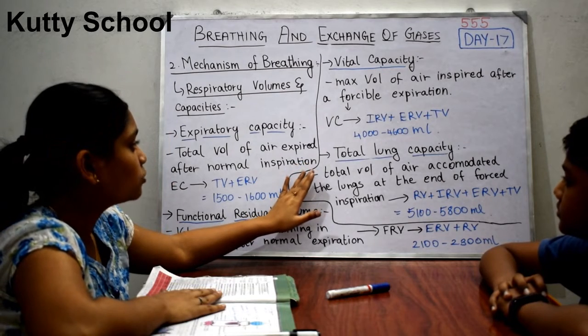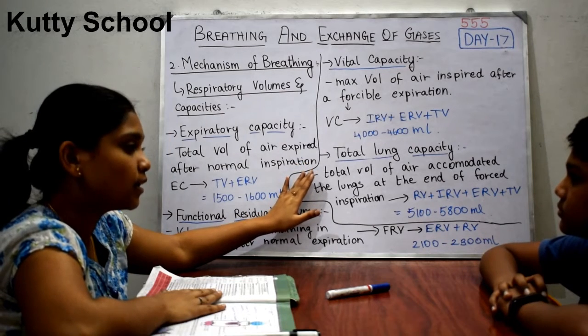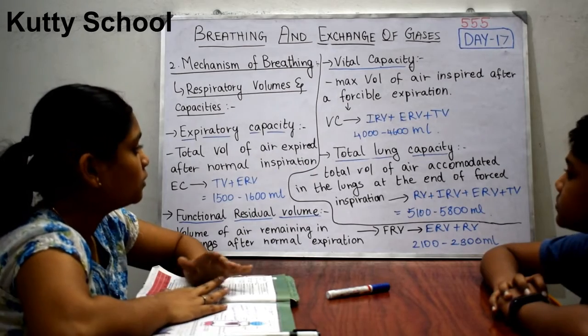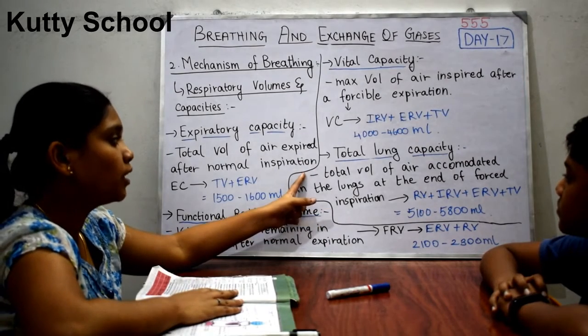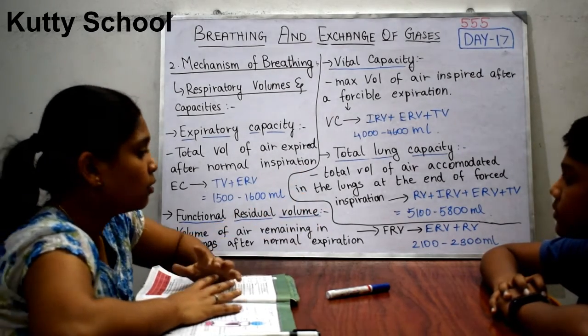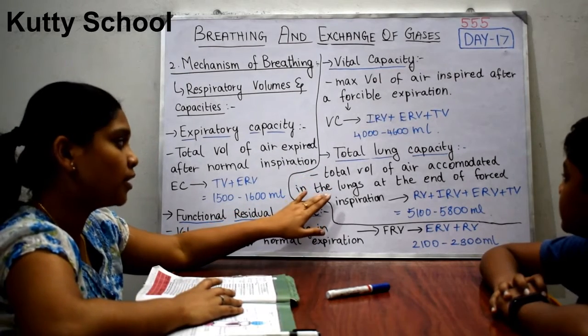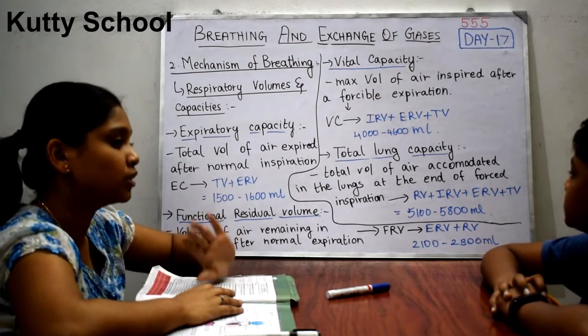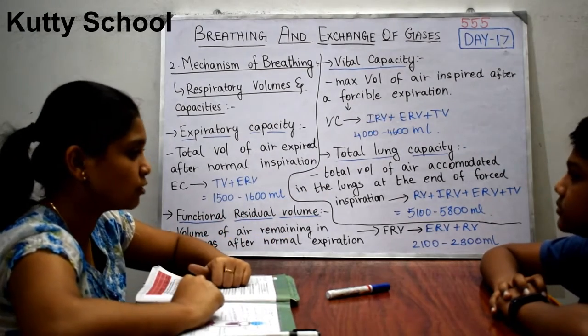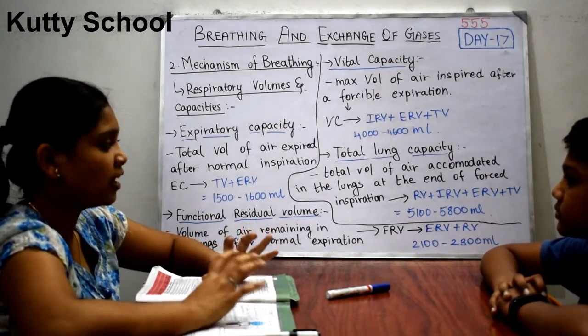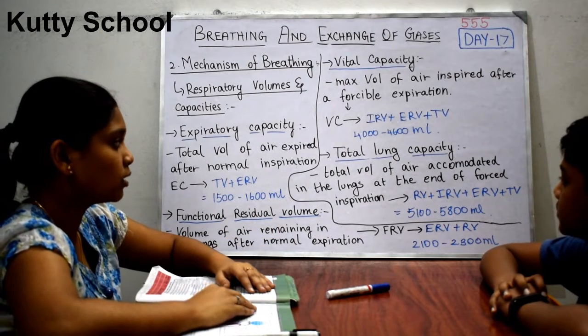Okay, it amounts up to 4,000 to 4,600 ml. So next one is total lung capacity. What is the total lung capacity? It is nothing but the total volume of air accommodated in the lungs at the end of forced inspiration. After forced inspiration, the total volume of air which is present in the lungs is known as total lung capacity.